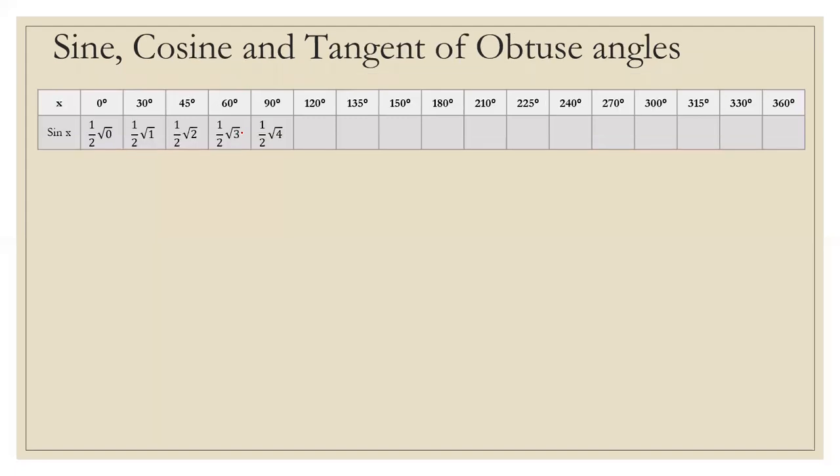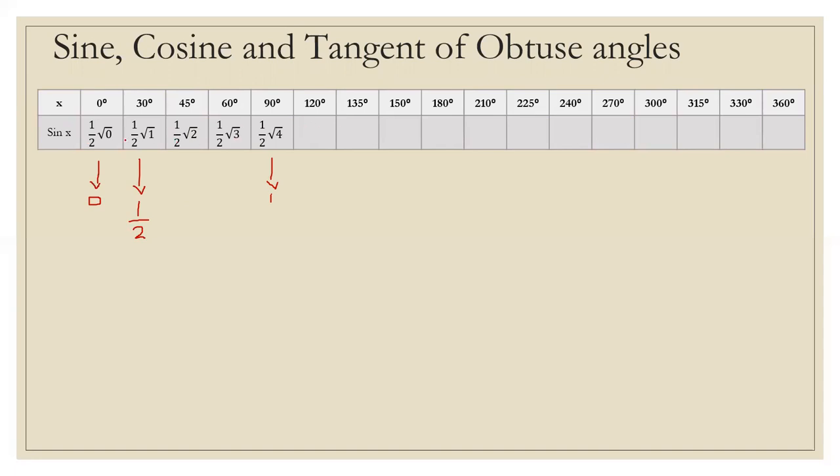Now as I explained, the values of sine 0 equal 0, a half square root 0, and 30 a half square root 1, 45 a half square root 2, 60 a half square root 3, 90 a half square root 4. Simplified, it's 0, a half, a half square root 2, a half square root 3, and 1.